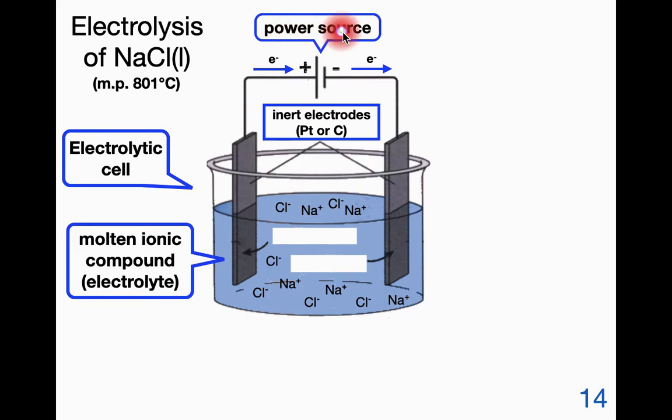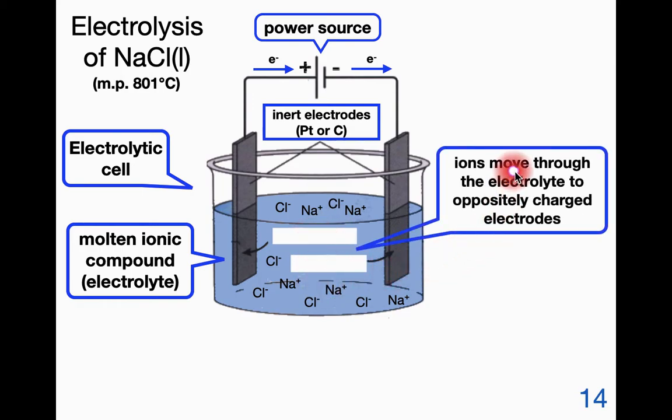Now, the power source, you kind of think of it like an electron pump. Electrons are going to be drawn to the positive, repelled by the negative. And so you need to look at the electrolyte to say, okay, what can lose electrons? Well, the ions move through the electrolyte to oppositely charged electrodes. So we have chloride ions and we have sodium ions. Which of the two will be attracted to the positive electrode? Well, of course, it would be the chloride ion. The chloride ion's negatively charged. So electrons will be leaving the chloride ion.